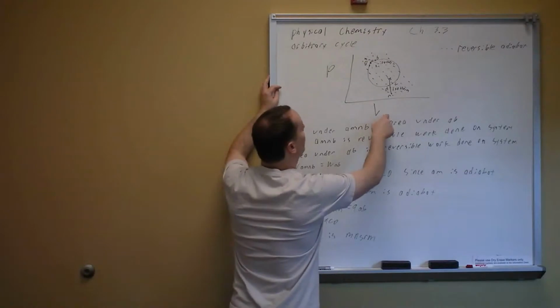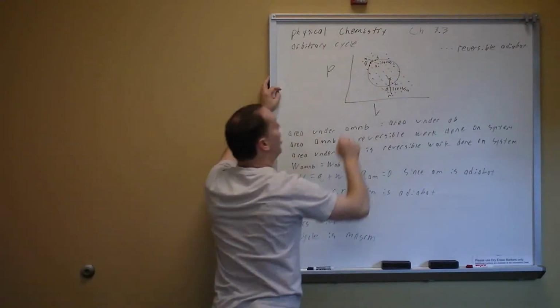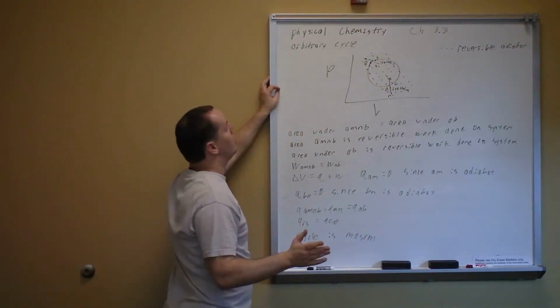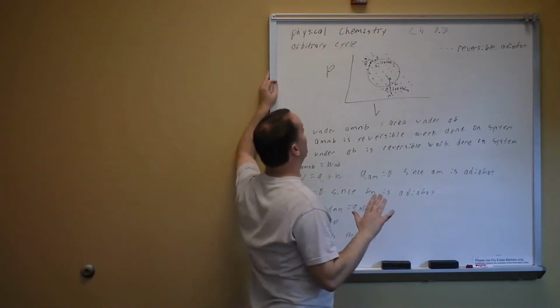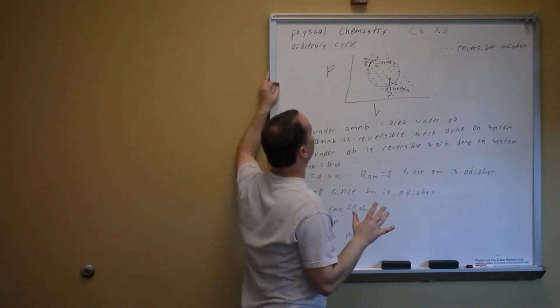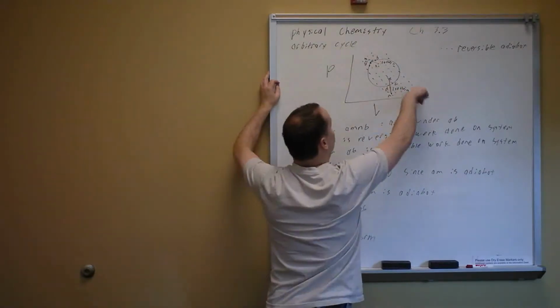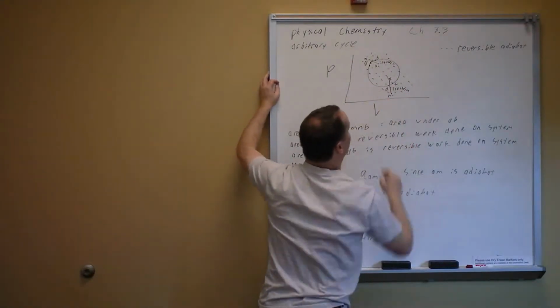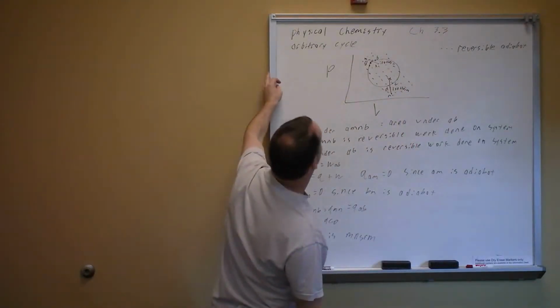We have a PV diagram. This circle represents any arbitrary cycle. I tried to draw it as a perfect circle, but technically the shape doesn't matter as long as it's a closed cycle. Now all these somewhat diagonal curves that are dashed, these are reversible adiabats.